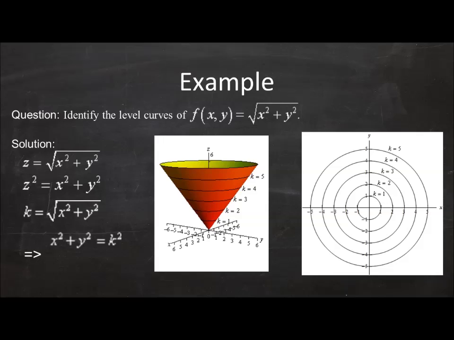Now, we know what the graph looks like in 3D. Following the steps we just mentioned, we'll get the graph in a two-dimensional axis system.